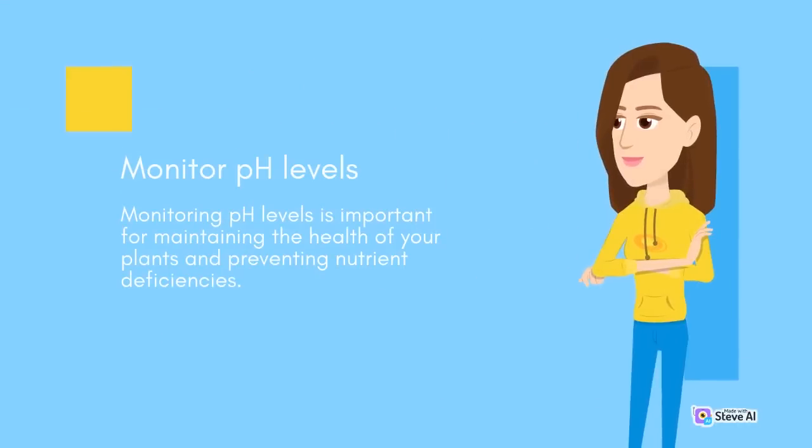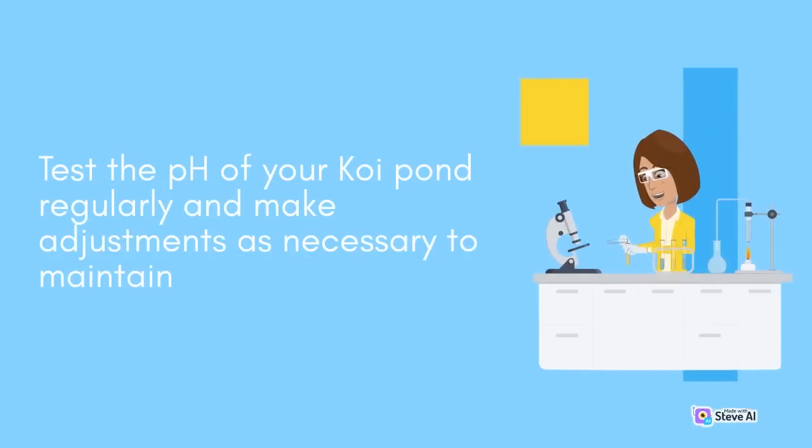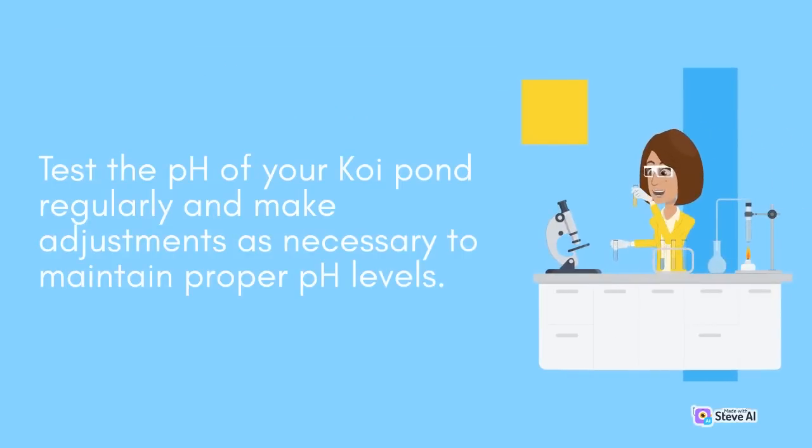Monitor pH levels. Monitoring pH levels is important for maintaining the health of your plants and preventing nutrient deficiencies. Test the pH of your koi pond regularly and make adjustments as necessary to maintain proper pH levels.